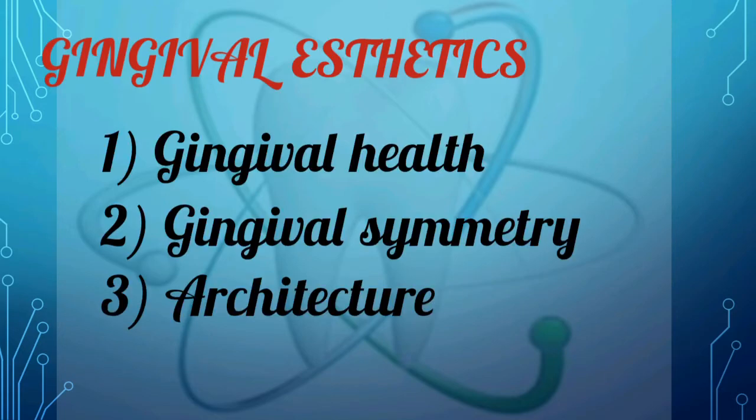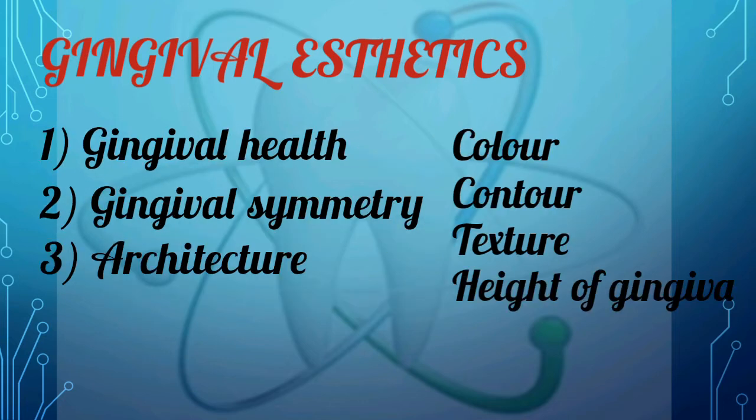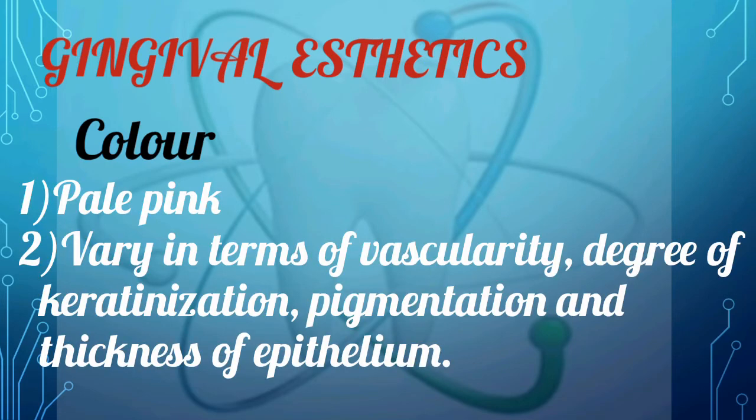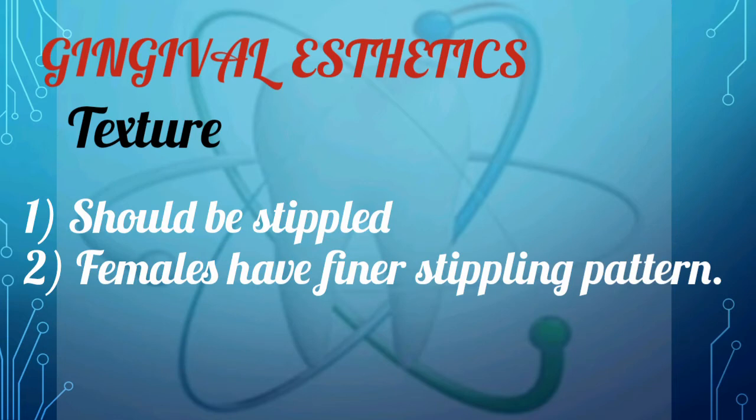The health, symmetry, and architecture of the gingiva are the next essential elements in the smile design. The gingival components include the color, contour, texture, and height of the gingiva. Healthy gingival tissues are pale pink and can vary in degree of vascularity, epithelial keratinization, pigmentation, and in the thickness of the epithelium. The texture of the tissues should be stippled in most cases.